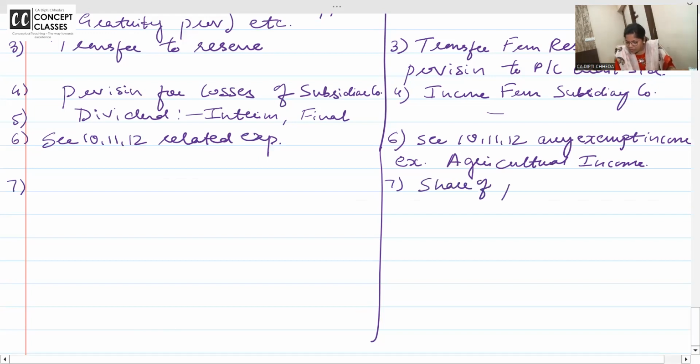Share of profit of AOP. Remove. Why? Because AOP is already paying the full tax at MMR. So if you receive a share from the partnership firm, share of HUF, do you pay the tax again?